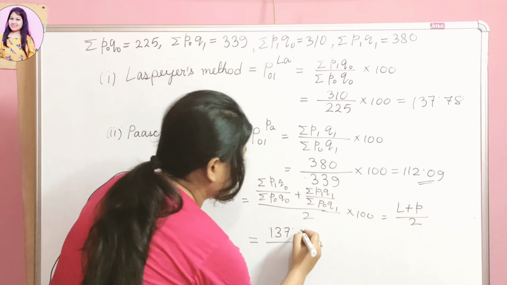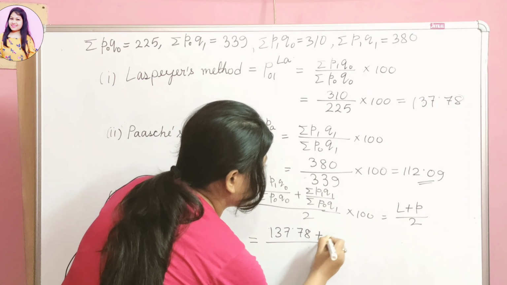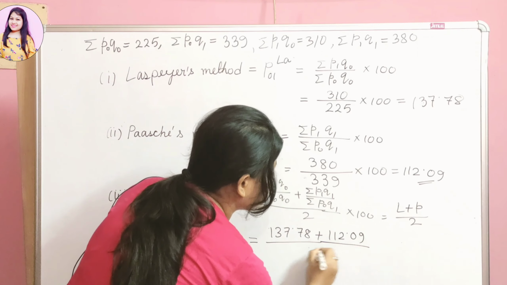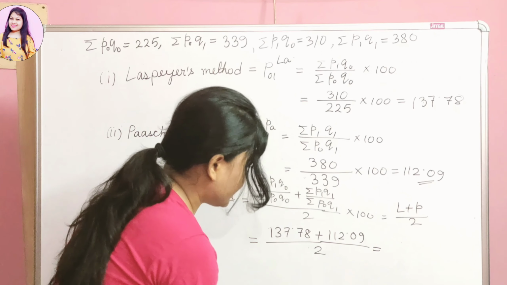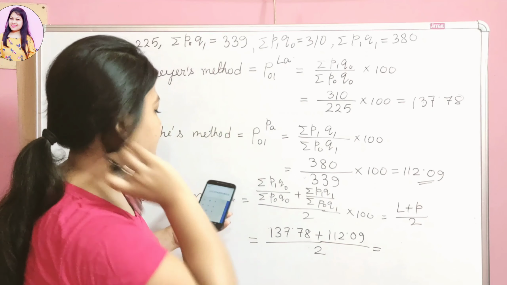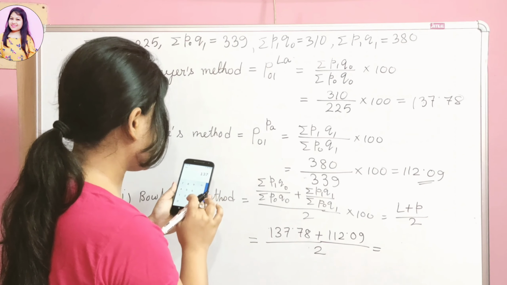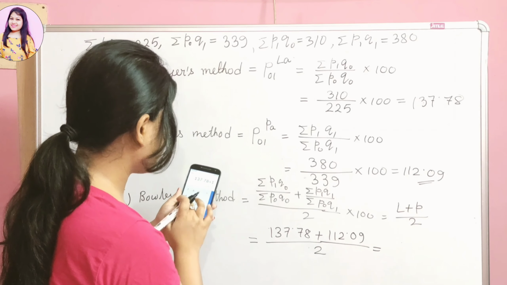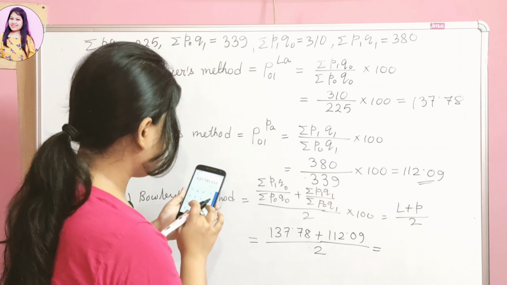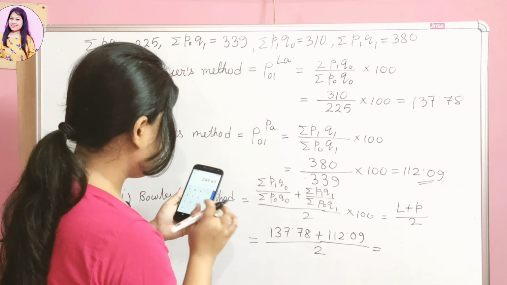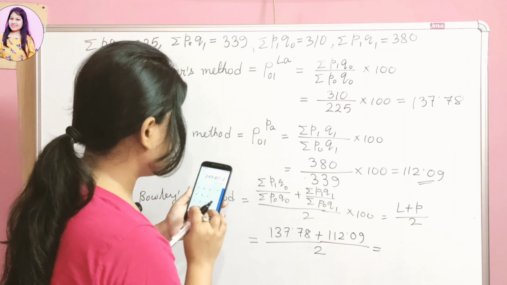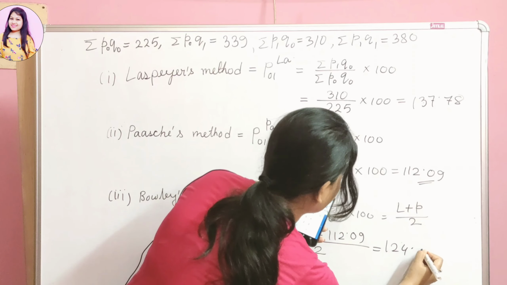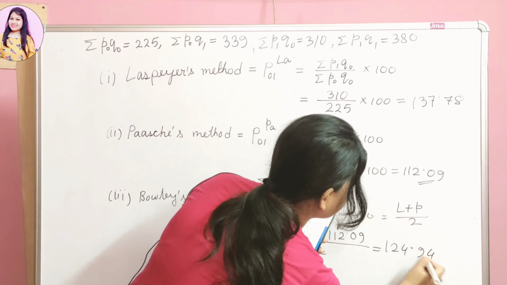So 137.78 plus 112.09 divided by 2, and again I am using the calculator. 137.78 plus 112.09 divided by 2. This value is equal to 124.94.